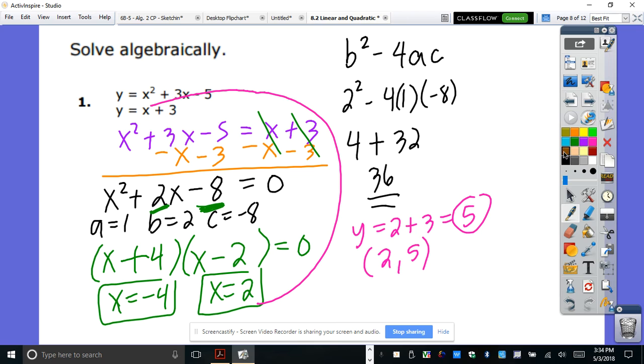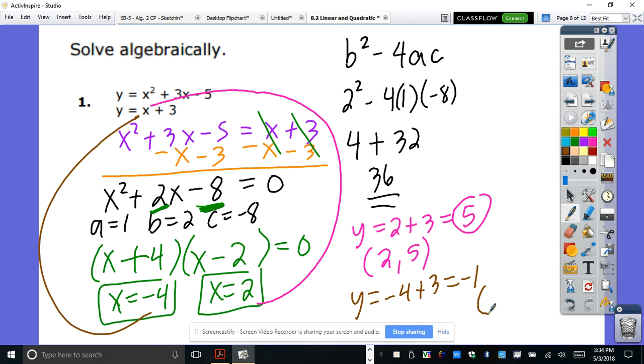And then I will plug in the negative 4 right there. Same equation. y is equal to negative 4 plus 3. The answer is negative 1. So therefore, the answers are negative 4, negative 1. And what's the meaning of 2, 5, and negative 4, negative 1? That is where the line and the parabola intersect.